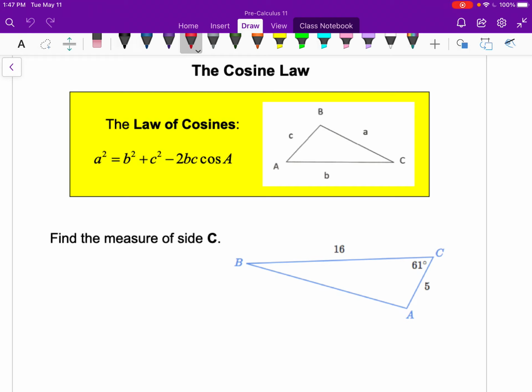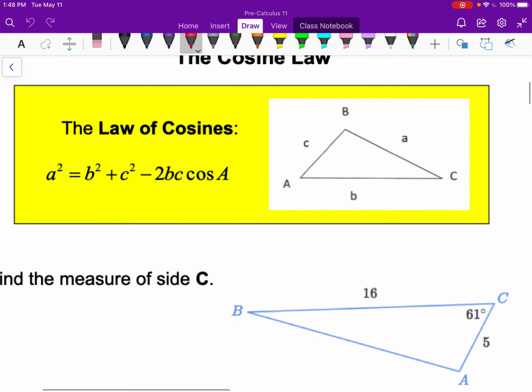It's, again, like the sine law, another application of trigonometry for non-right triangles. But unlike the sine law, you don't have to think about the ambiguous case. So it's quite straightforward, and this won't take very long. The same conventions apply as with the sine law: uppercase letters represent angles, and lowercase letters represent sides opposite from those same angles.